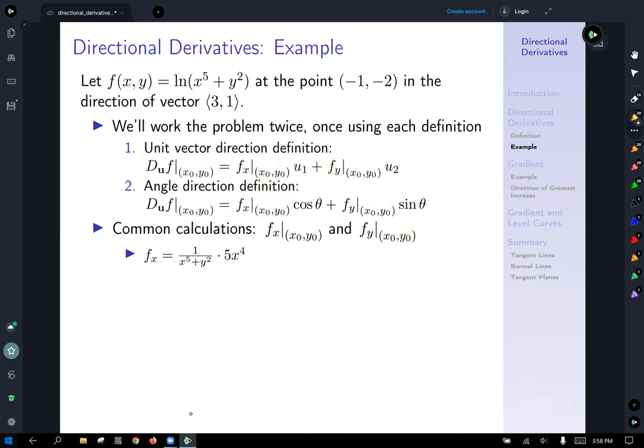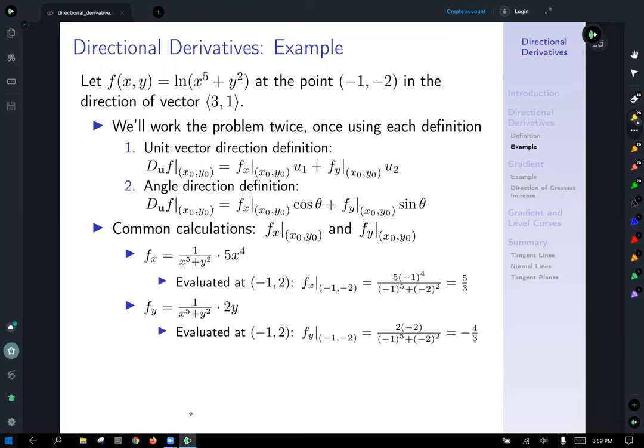The partial with respect to x of our function f is going to be 1 over x to the fifth plus y to the second, times 5x to the fourth. That is because we're taking the derivative of the natural logarithm, which is 1 over the input, and since it's a chain rule, it's 1 over the unchanged input times the derivative of the inside. Since we're taking it with respect to x, that's 5x to the fourth. Let's evaluate that at the point (negative 1, 2) first: slap in some x's and y's, evaluate that out, and see that we get 5/3.